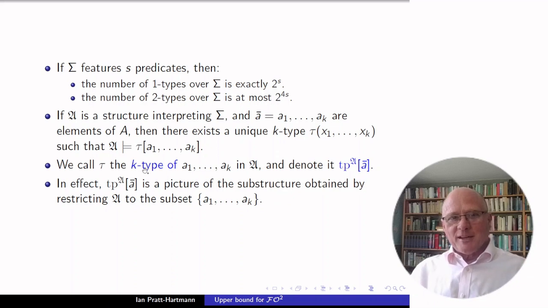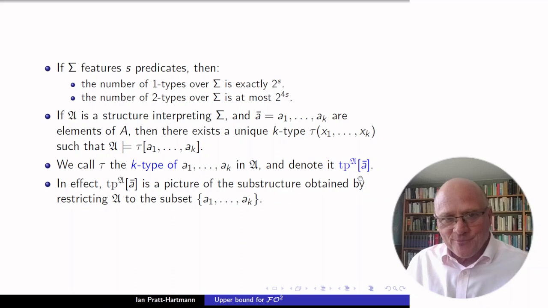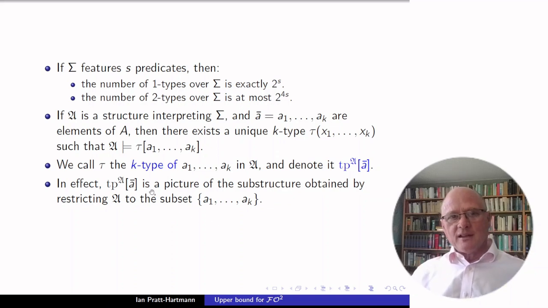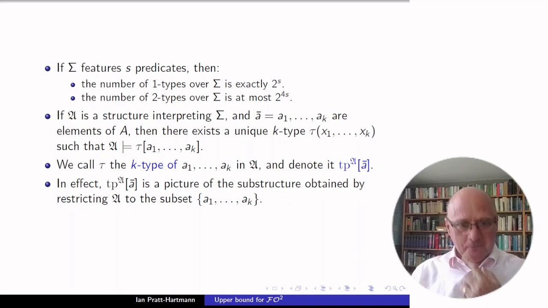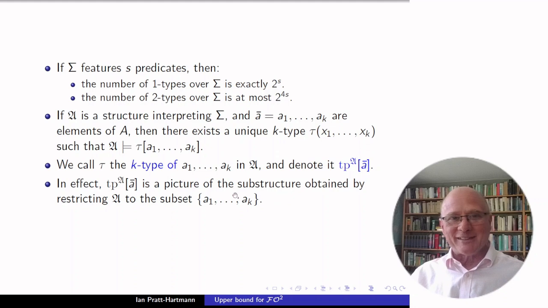So we'll call that k-type the k-type of the tuple A1 to AK in the structure A, and we'll denote it type superscript structure square brackets tuple. In effect, the type of the k-tuple A in the structure A is a picture of the structure restricted to the subset A1 to AK of elements. Think of things that way. It's probably easier.